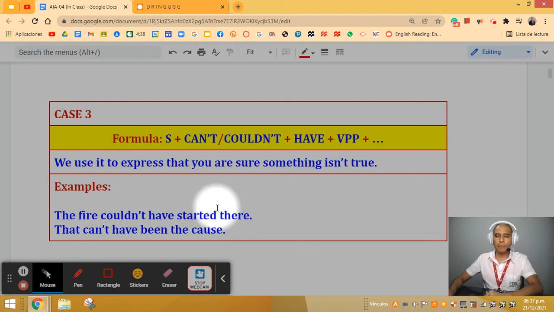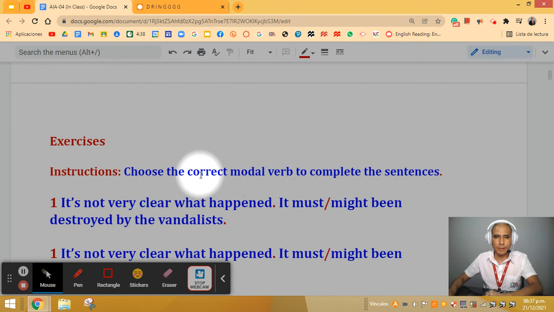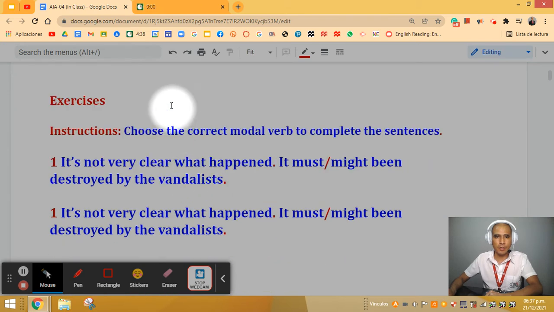All right. In order to understand much better these grammatical structures, these three different cases, we are going to work on some exercises. So let's start with number 1. Here it says exercises. Let's read the instructions. It says choose the correct modal verb to complete the sentences. So here we have number 1. Okay, let's do number 1 together.